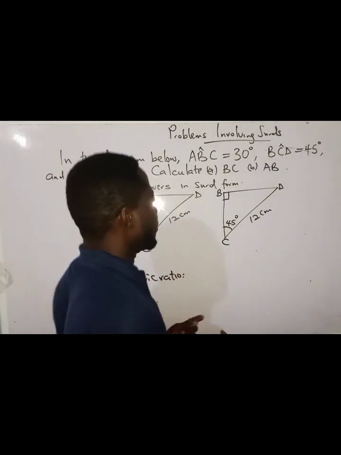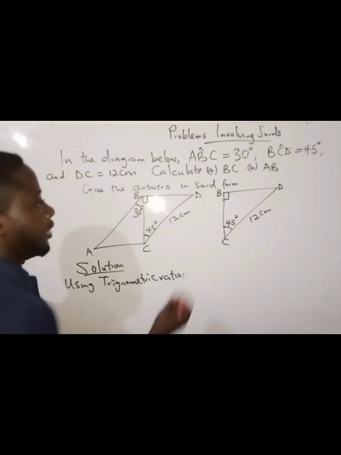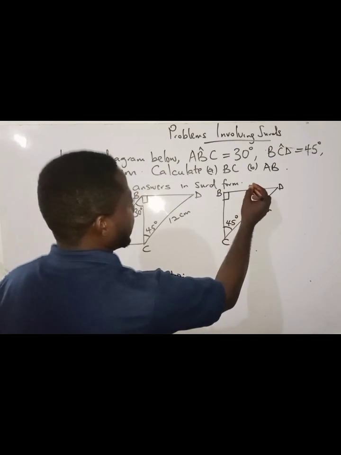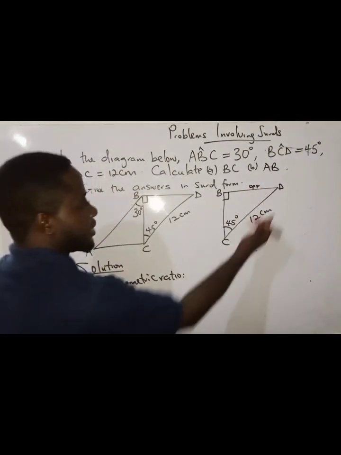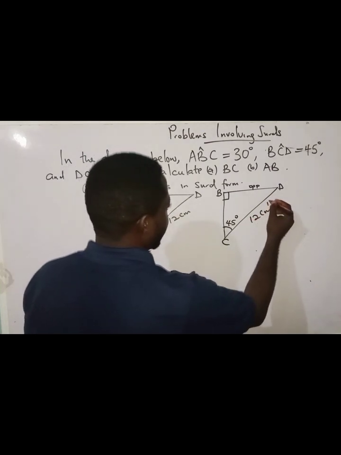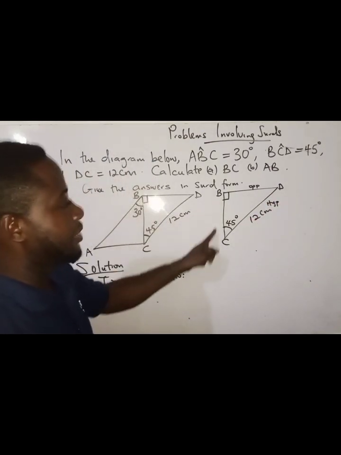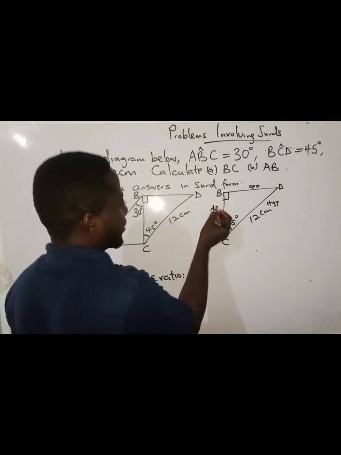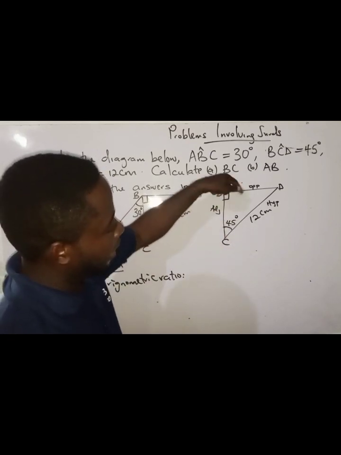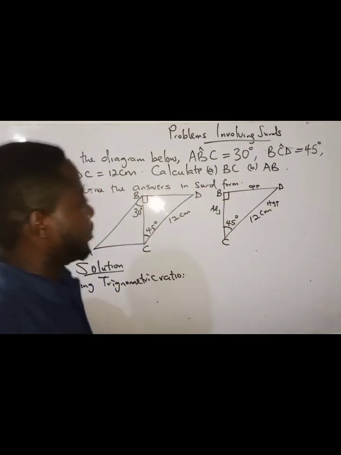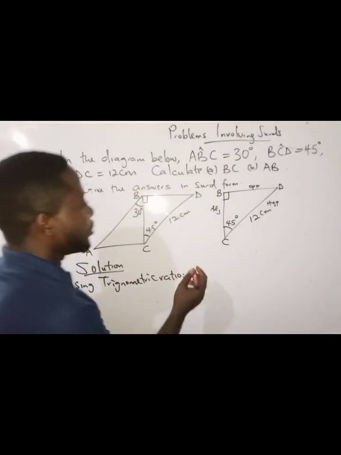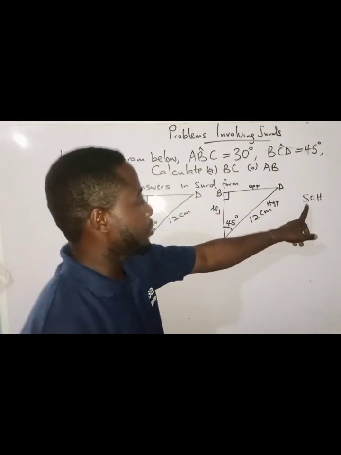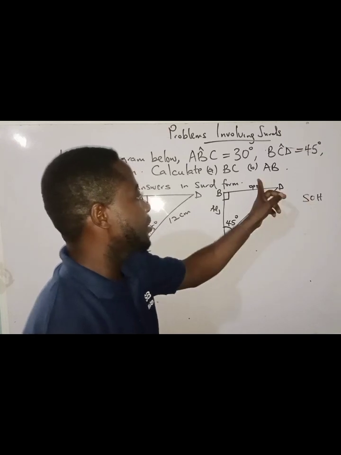Now let's decide, are we to use SOH, CAH or TOA? This is angle theta. Our angle theta has been given as 45 degrees. So this is going to be the opposite. The longest side is the hypotenuse, while the remaining side that lies beside the angle is the adjacent. So the side facing angle theta, which is 45 degrees, is the opposite. So what are we going to use? If I'm to use SOH, that means I'm going to say sine 45 degrees equals opposite over hypotenuse.